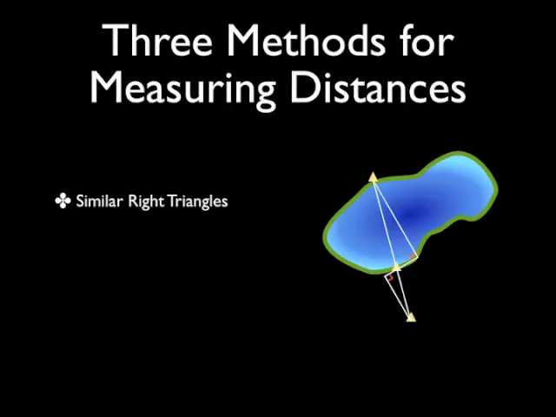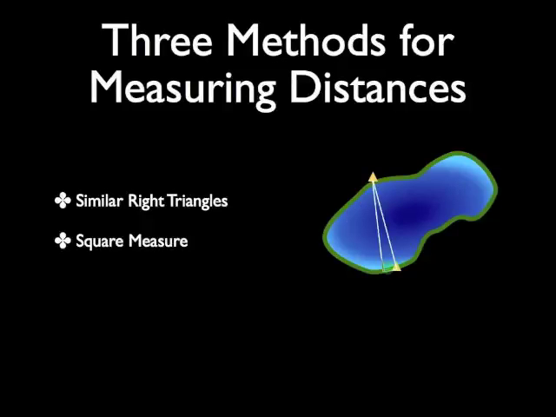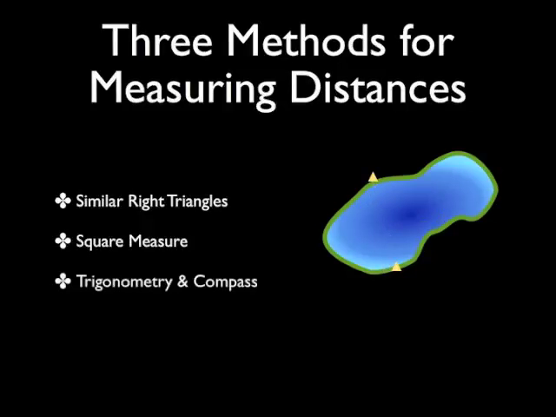The second method is once again using the square measure. You take 2 landmarks on either side of the object you want to measure, align the square measure so that the 2 legs are aligned with the 2 landmarks. Then you look straight across at a 90-degree angle between the 2 landmarks, and then you can use the right triangle altitudes theorem.